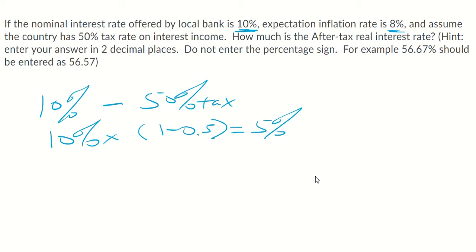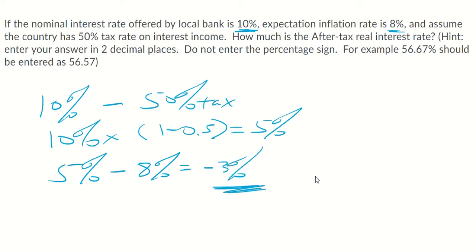And how much is your after-tax real interest rate? Take your 5% minus the 8% expected inflation. So you're going to have a negative 3%. What that means is you are worse off keeping your money in the bank and paying a 50% tax rate on it. You're not gaining anything in the end. You're actually losing 3% of your money to pay for the inflation and then your taxes. Okay, so this is this.